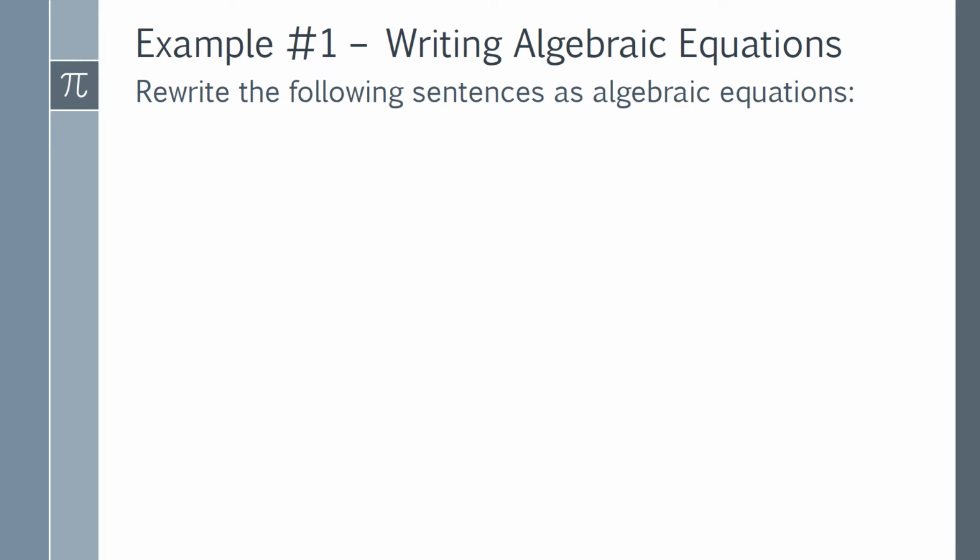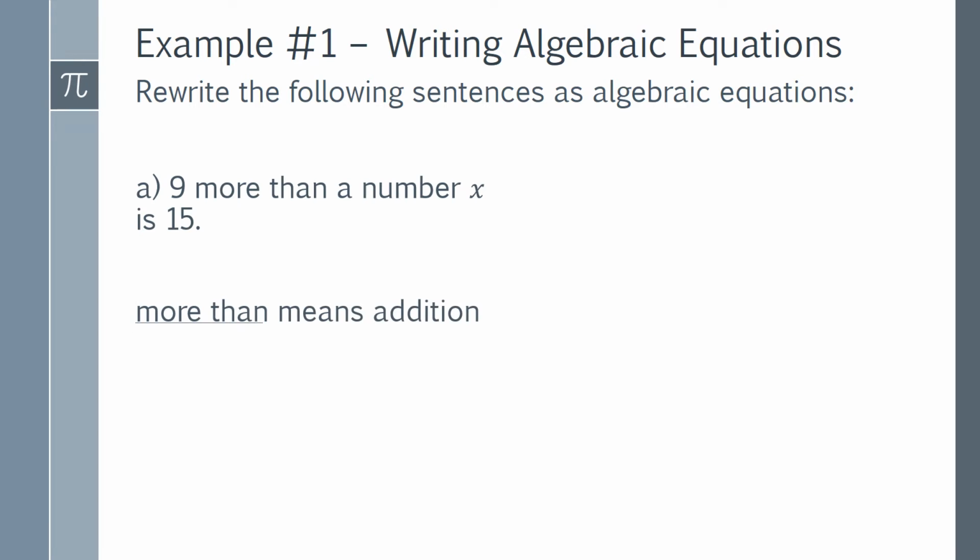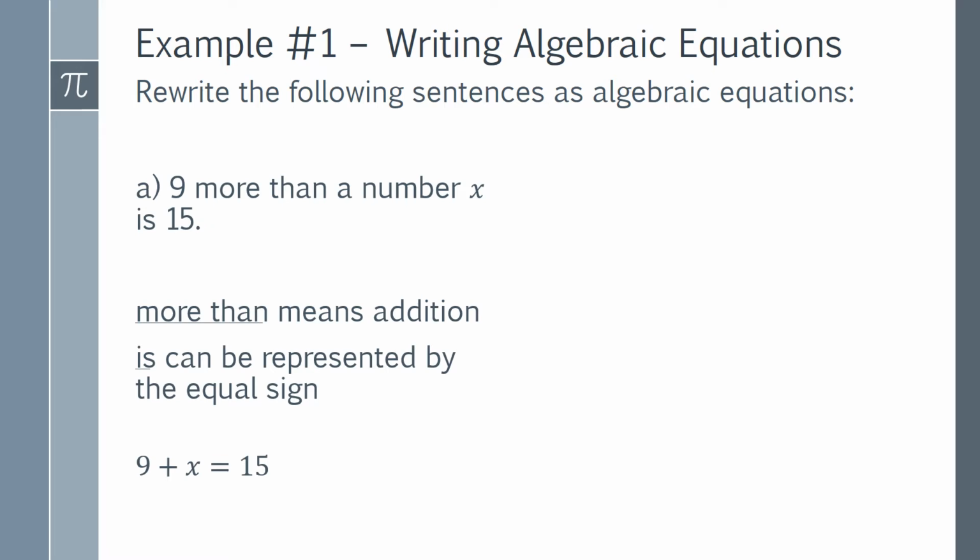Example number 1. Rewrite the following sentences as algebraic equations. Part A. 9 more than a number x is 15. More than means addition, and is can be represented by the equal sign. So 9 more than a number x is 15 can be written as 9 plus x equals 15.